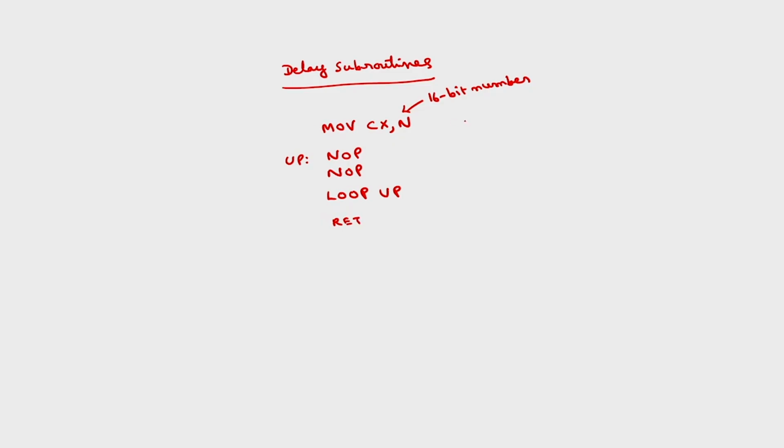So in case of the MOV instruction, the number of clock cycles is 4. The 8086 is designed such that this MOV instruction requires 4 clock cycles, and NOP requires 3 clock cycles. This LOOP up will take 17/5 clock cycles. Okay. So return also will take some clock cycles, say this is some 10.